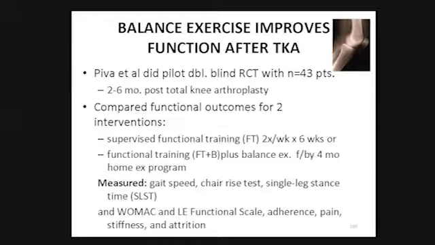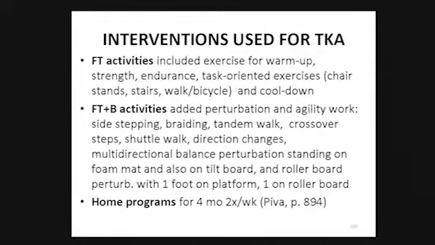So what they measured as their variables: gait speed, the chair rise test, the unilateral stance test, the WOMAC, Western Ontario McMaster, the Lower Extremity Functional Scale, and of course adherence, pain, stiffness, and attrition. There's a huge number of variables that they looked at. So what was the functional training? The typical warm-up exercise, strength, endurance, task-oriented exercise, chair stands, walking, bicycling, stairs, and a cool down. Typical total knee rehab.